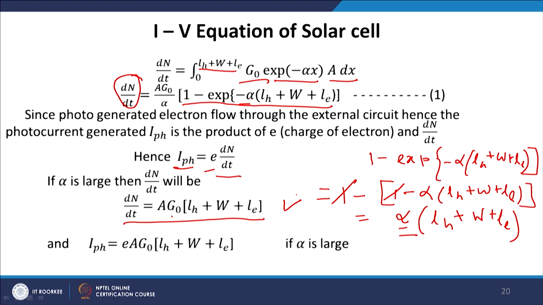And in this particular case, if alpha is very large, if we consider the value of dN/dt as the following, then the charge carrier generation rate times the electron charge e will give me the photocurrent. The photocurrent expression is given by I_ph = eA G0 (L_h + W + L_e), if alpha is large. What is alpha? Alpha is the absorption coefficient. So, when the absorption coefficient is very large, for that kind of material, the photo charge carrier generation rate times the charge e will give me my photocurrent.